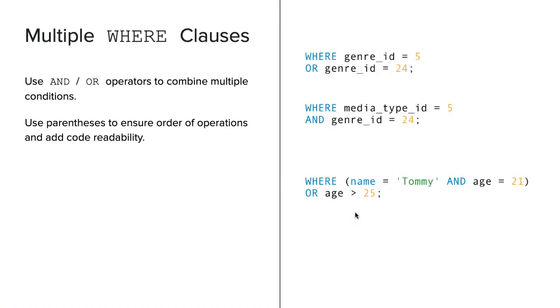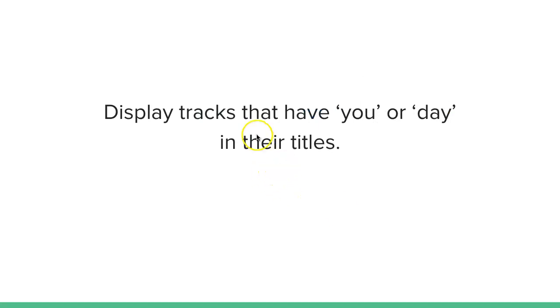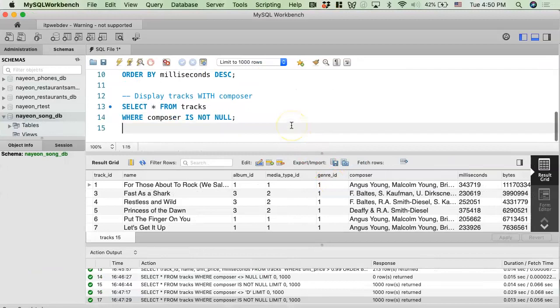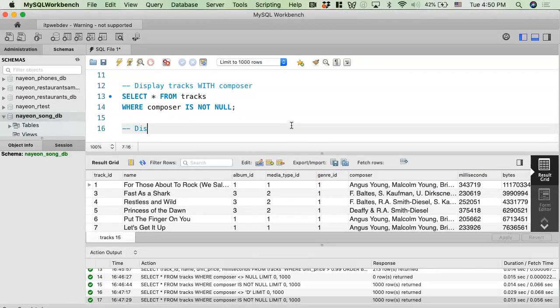All right, so let's try this out. Let's look for tracks that have the word "you" or "day" in their names. Let's continue down this track here. Display tracks that have "you" or "day" in their names.